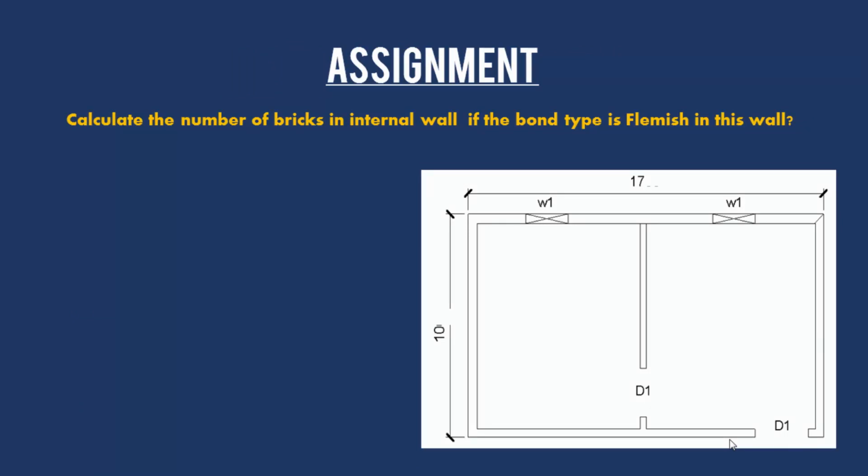Now, assignment for this lecture: calculate the number of bricks of the internal wall if the bond type is Flemish in this wall. I just want you to calculate this wall, but this time instead of stretcher bond it will be Flemish bond, with the same thickness, which is a half-brick wall. And leave your answer in the comment below.